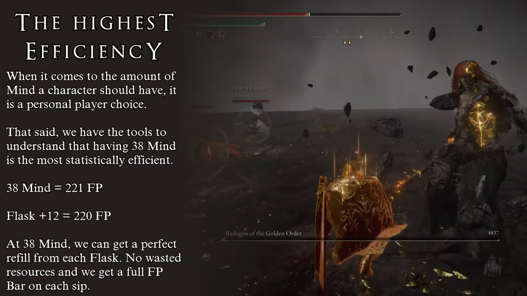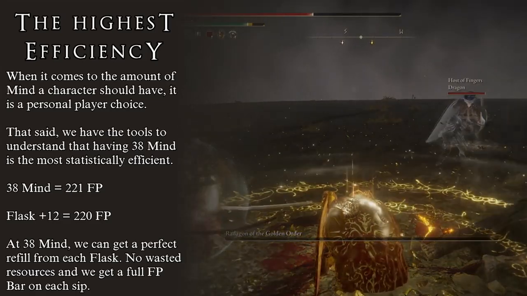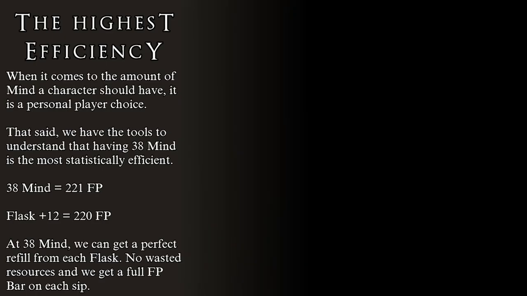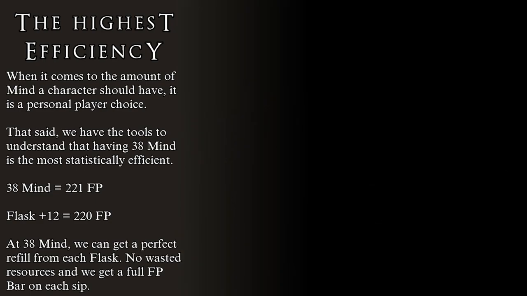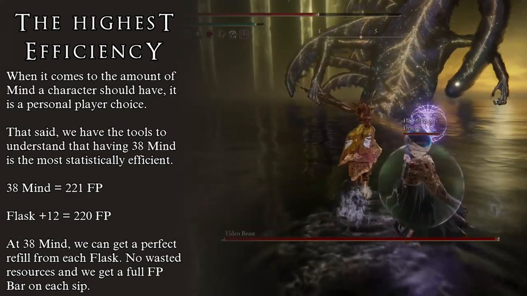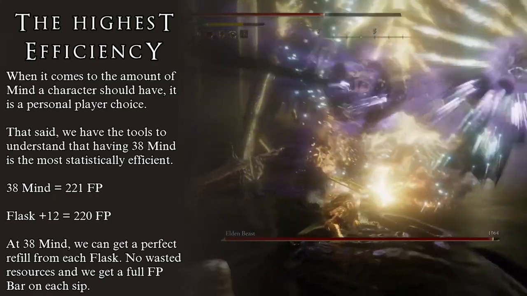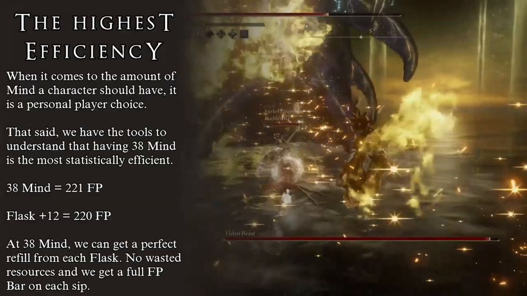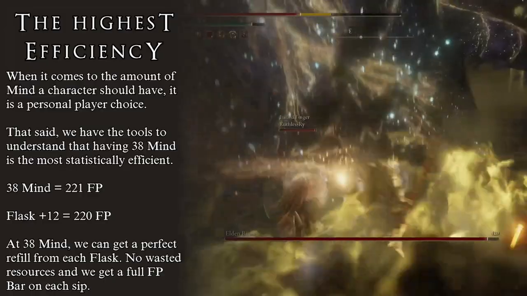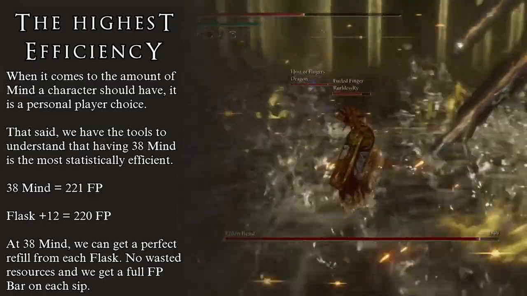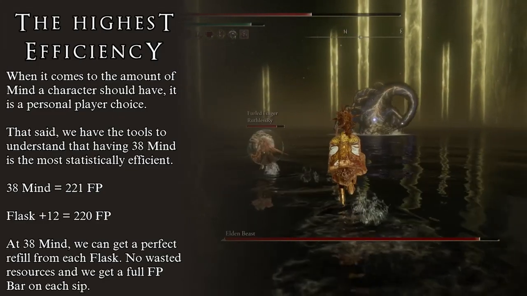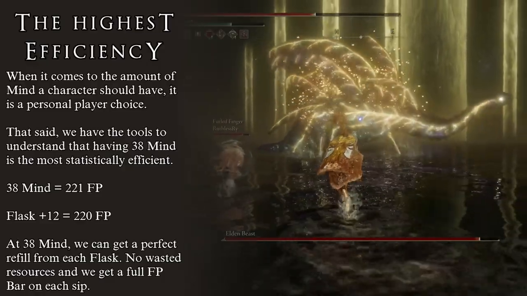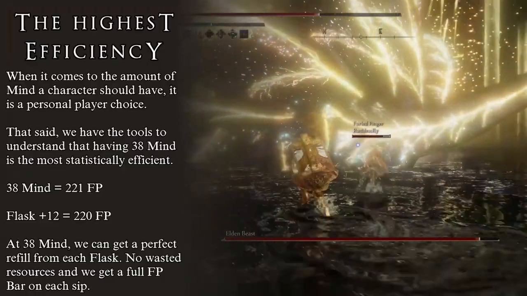This way, you can guarantee yourself that not a single point of FP recovery is wasted, and at the same time, you can always count on a full refill of your resources. This is easy to see and calculate as well. Once you are empty, you can count on a full refill from each Cerulean Flask you have. Now, obviously, if you can reach this amount of FP with other items and equipment, then you can have less mind. But the point here is that if you can manage to get about 221 FP, then you will always get the maximum efficiency out of all of your FP recovery.